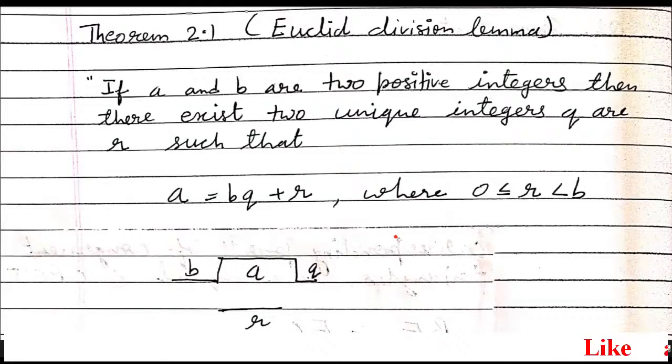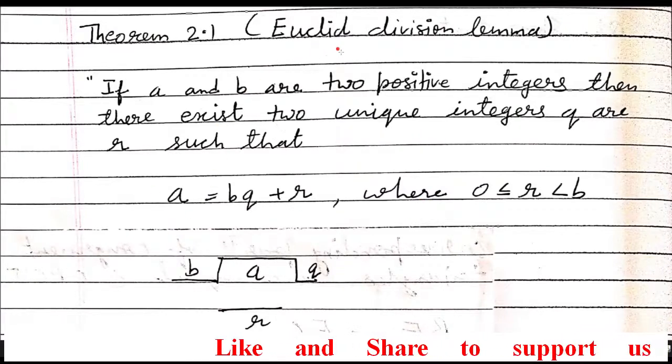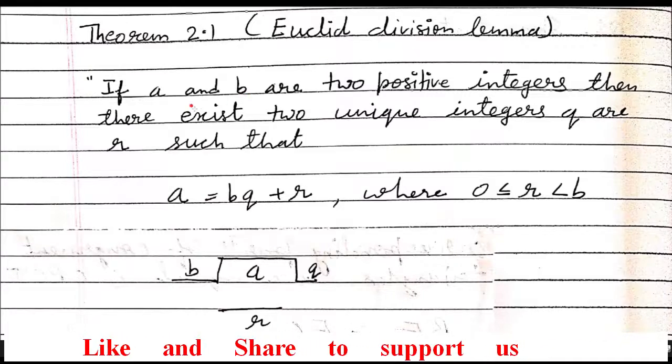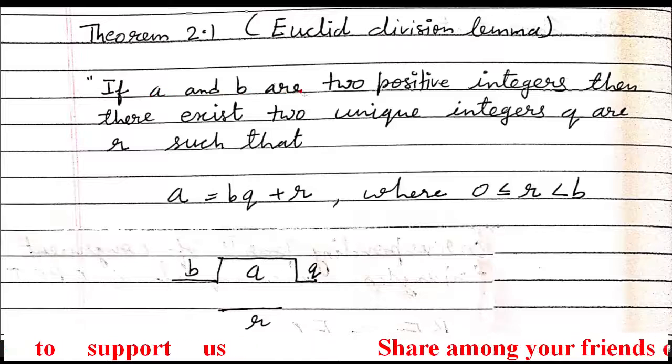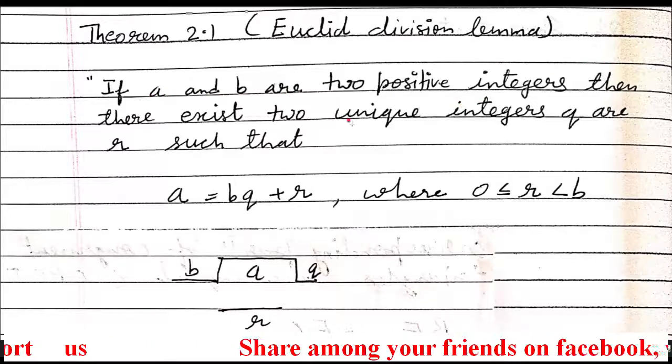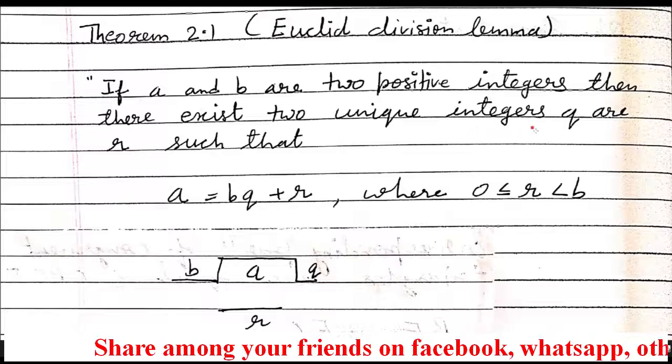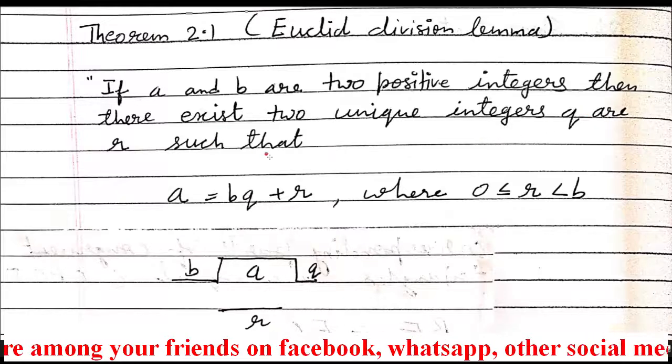Hello everyone, I am going to explain chapter 2 from class 10th. We will start first from the Euclid's division lemma because chapter 2 is based on it. So it's the statement of Euclid's division lemma, that is, if a and b are two positive integers, then there exist two unique integers q and r such that.